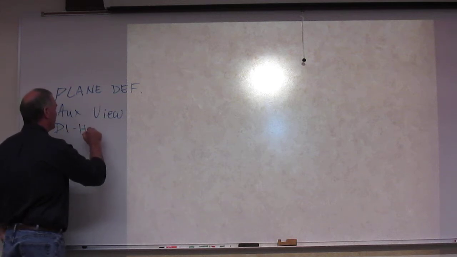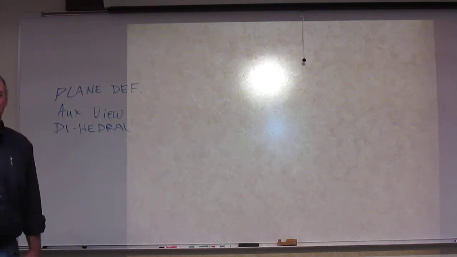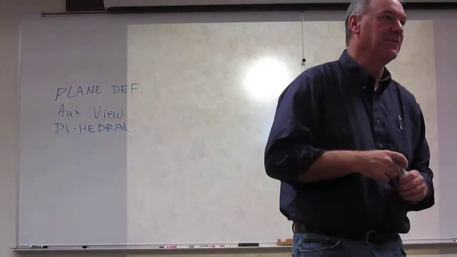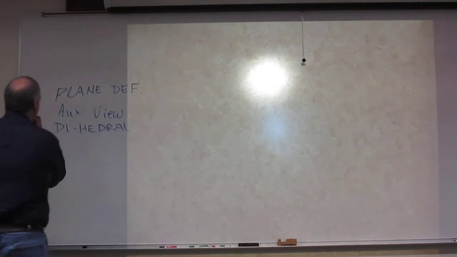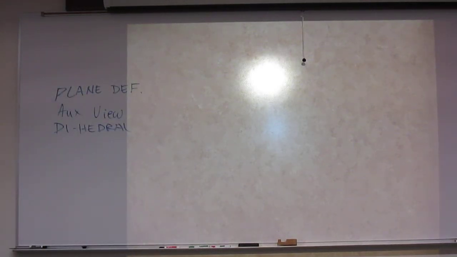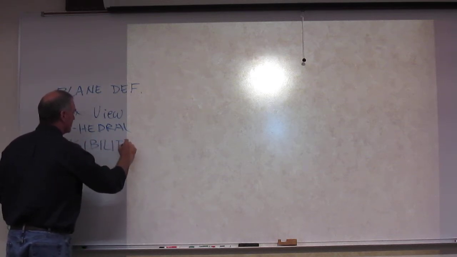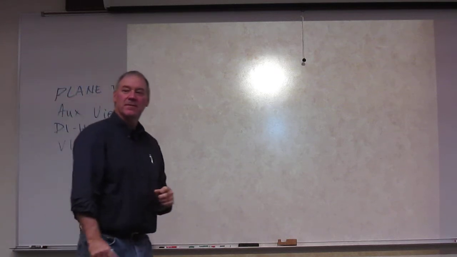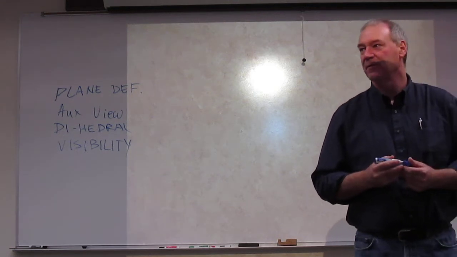We're dealing with dihedrals. What's that definition? Where two planes intersect. Yeah, the angle formed by the intersection of two planes. What's the definition of visibility? Yeah, the process of identifying which objects are closer or further away from you.